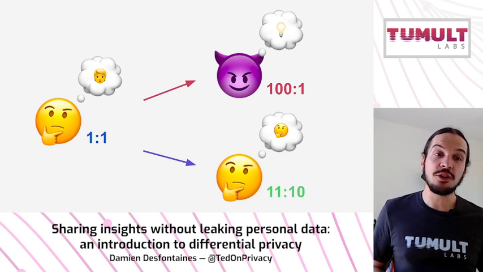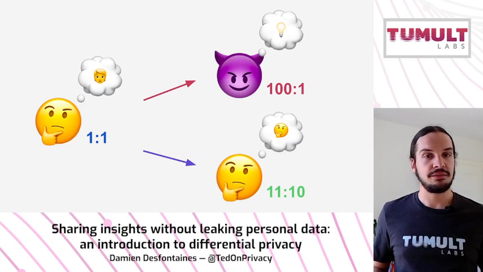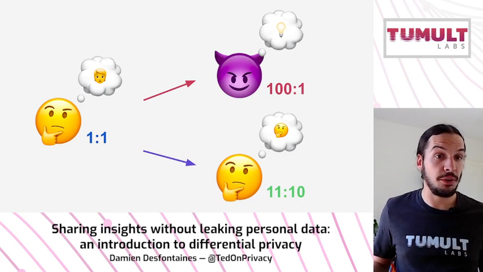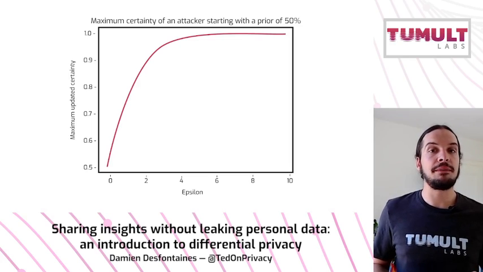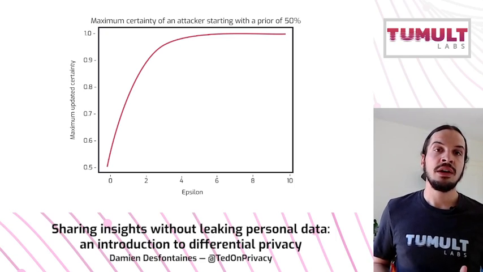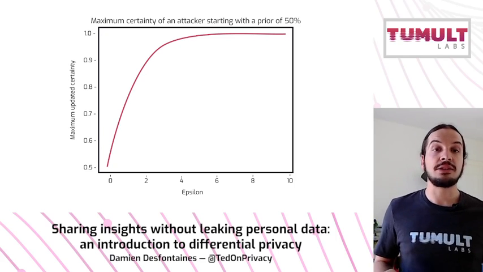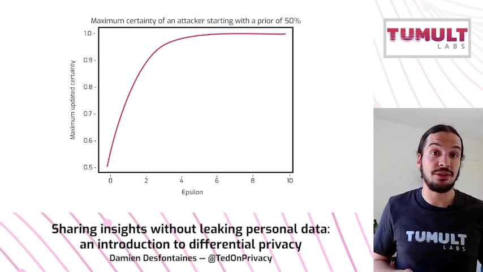Conversely, if their odds can't move too much, regardless of what data was generated, then we're fine. It means that they haven't changed their level of certainty by a lot. In other words, they just haven't learned much about their target. There's a direct relationship between epsilon and this notion of how certain an attacker can get. Note that the line here never gets exactly to 100%. Each individual in the data has some plausible deniability, always, just not very much if epsilon is very large.